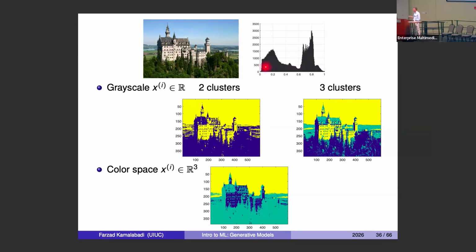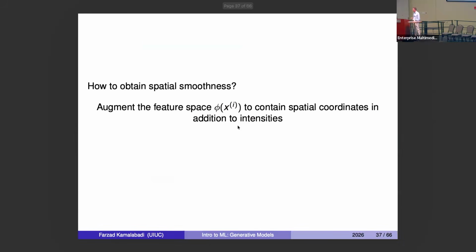Okay, so this is the grayscale. And you look at the histogram. This is based on essentially just doing what I just talked about with 2 clusters, 3 clusters. And if you just look at the color space, you get essentially this sort of representation.